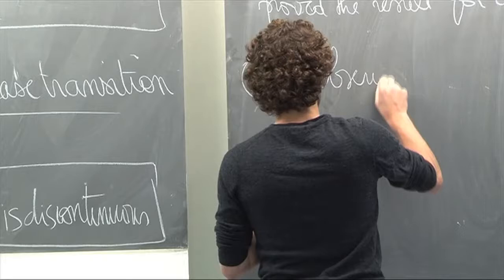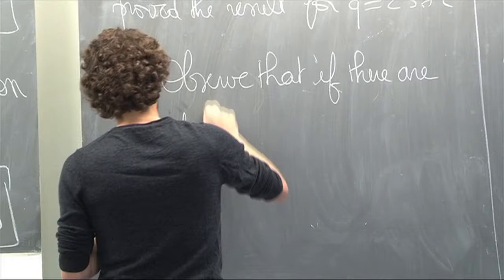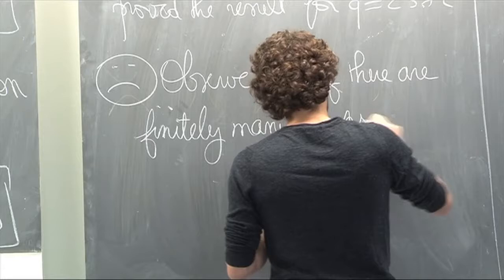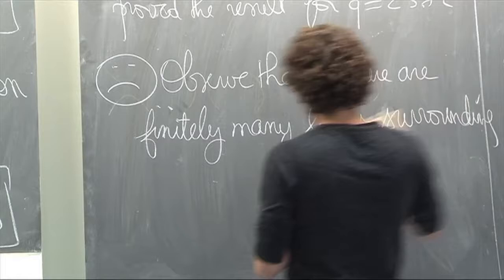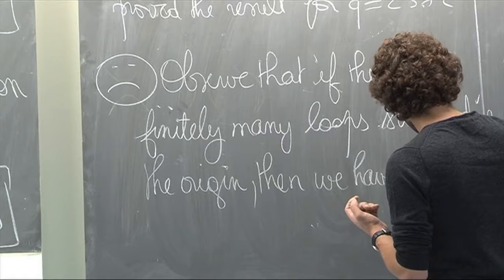So observe that if there are finitely many loops surrounding the origin, then we have either an infinite cluster or a dual infinite cluster.